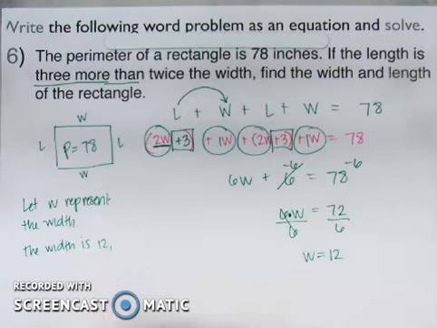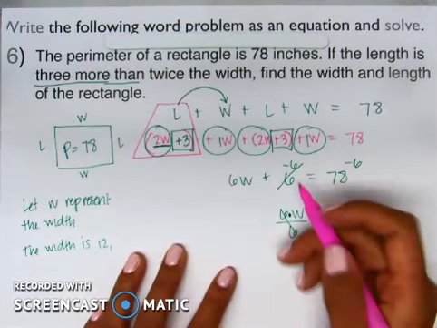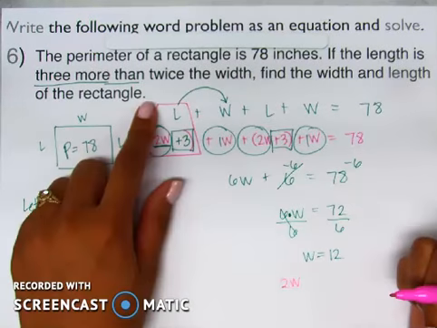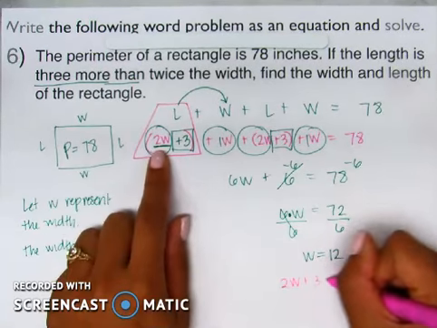But we're also interested in knowing the length of the rectangle. So let's go back. What did we call the length? Sorry, I keep using the wrong word. We're calling the length 2w plus 3. That's going to give us length.